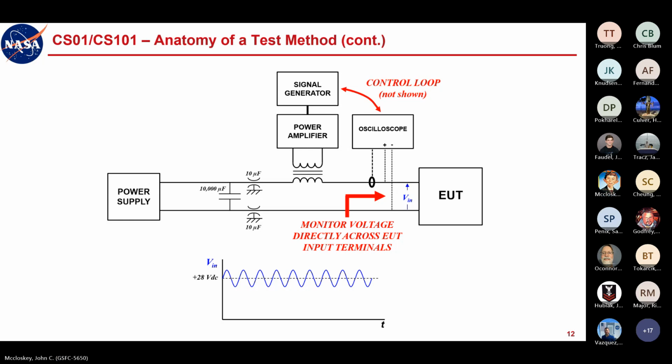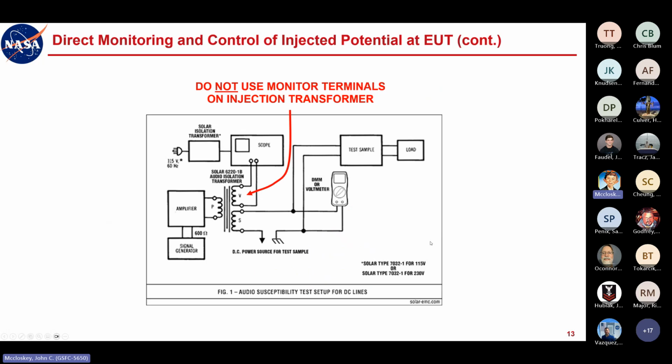So with CS101, you want to monitor the voltage directly across the EUT input terminals. You want to know exactly what you're putting across the EUT, because some of that potential is going to drop across your power source. And so you want to place your scope probe across the EUT input terminals.